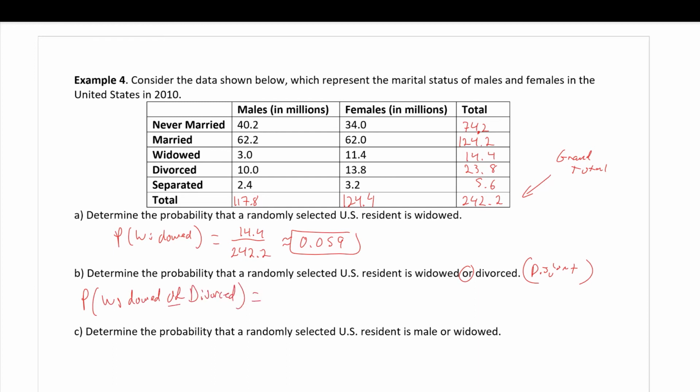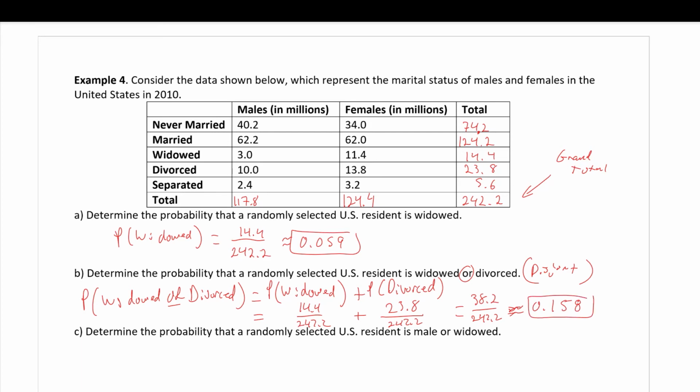Okay, so if they're disjoint, it's simply just the sum of their individual probabilities. Okay, and if we have room here, there's going to be 2 fractions being added. The denominator is going to be the same in each case, 242.2, right? That's the grand total. Probability of randomly selecting a widowed person, well, that's that 14.4 plus how many are divorced? That is 23.8, if you can see that, which is 38.2 over 242.2. And that gives us, if I'm rounding to 3 decimal places, I get 0.158.